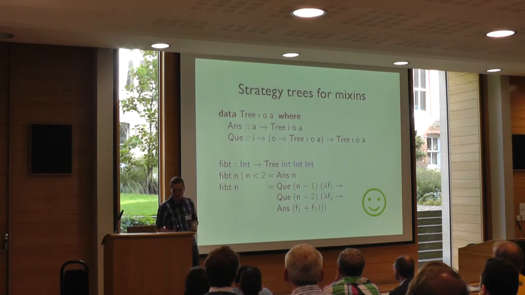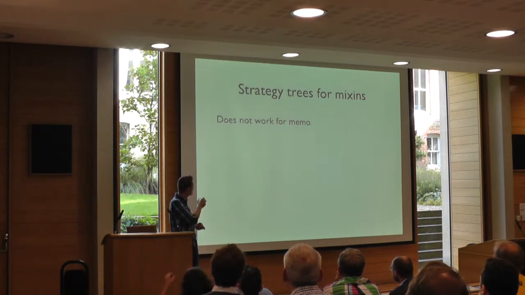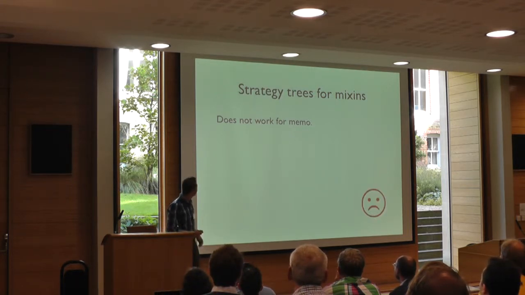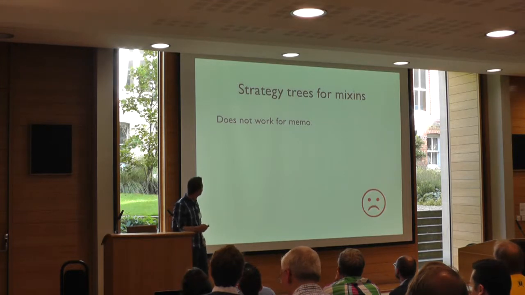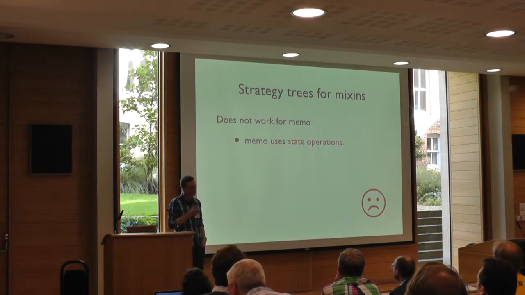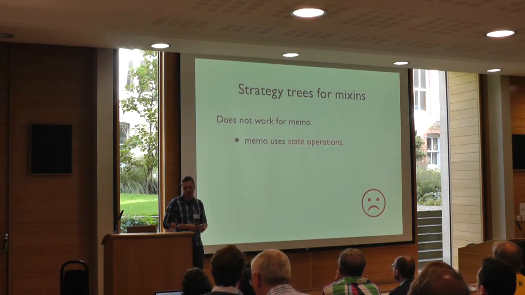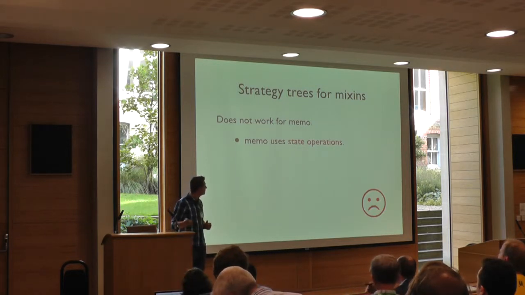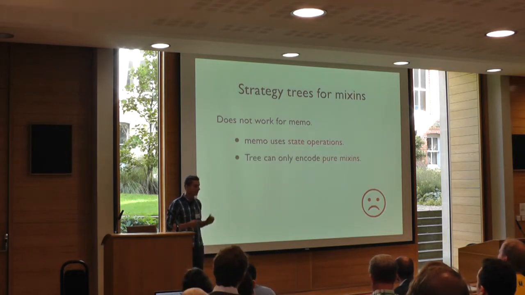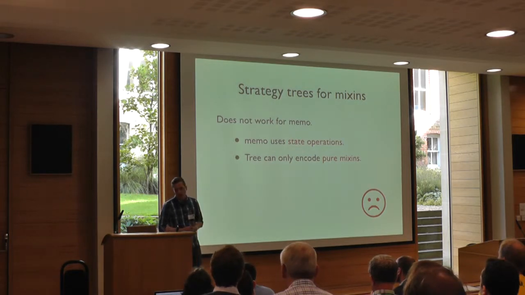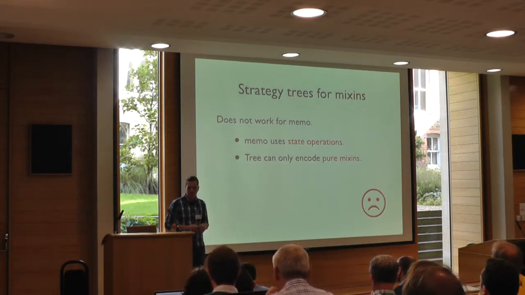It's first order and it has a monomorphic type, so we're quite happy about that. But wait, it does not really work for Memo, which is bad. As we've seen, Memo uses get and modify, so these are state operations, and there's no way to encode them yet. So tree can unfortunately only represent pure mixins, whereas Memo is not a pure mixin. So we have to come up with something new.